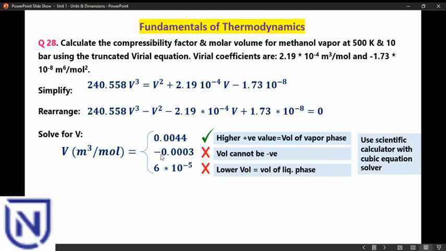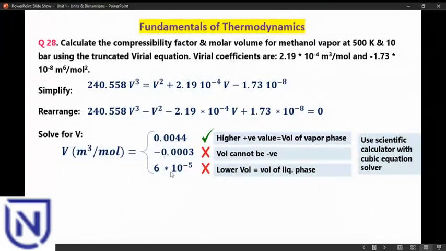Volume cannot be negative. So if you have a negative value, outrightly reject it. If all three are negative, either something is wrong in your equation, or your substitution in your calculator is wrong, or the problem itself has some trouble, negative or positive, some value is missing there. All right, let me assume that everything is correct here. So it's negative, I'll reject it.